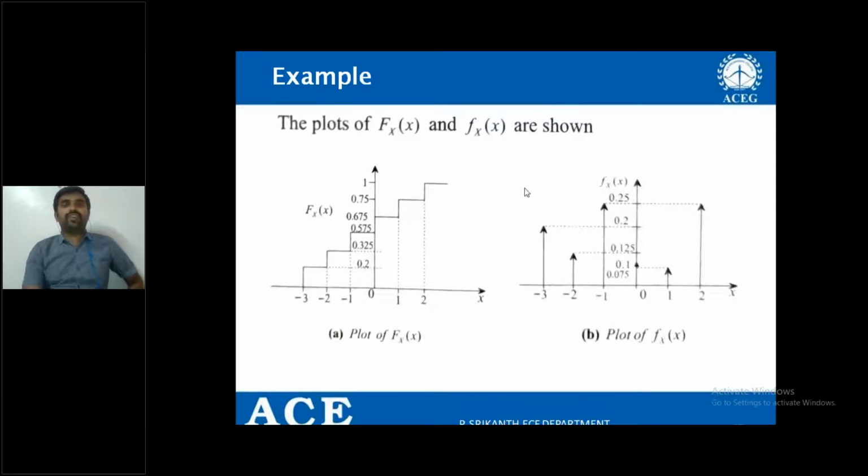The distribution function will be a staircase function for the discrete random variable. At the same time, the density function is a series of impulses. So therefore, the two plots will appear like this, right? So this is the way to solve the problem to find the distribution and density functions, right?